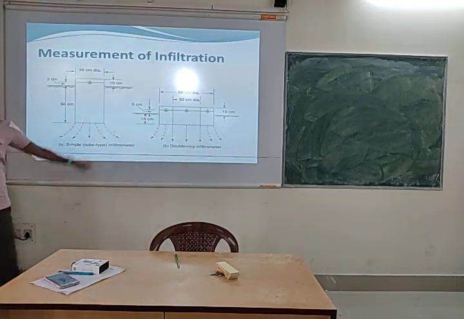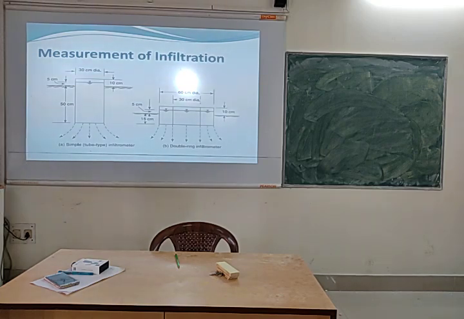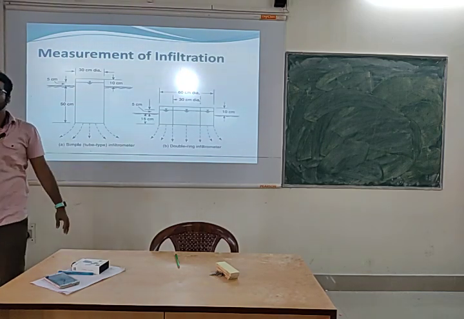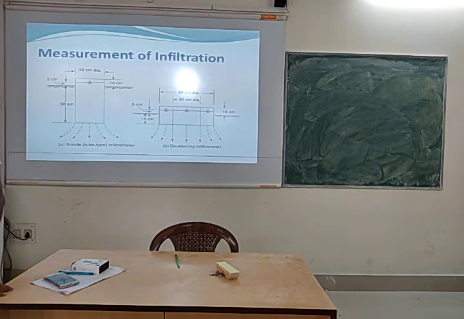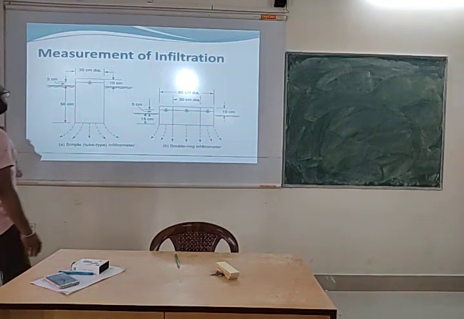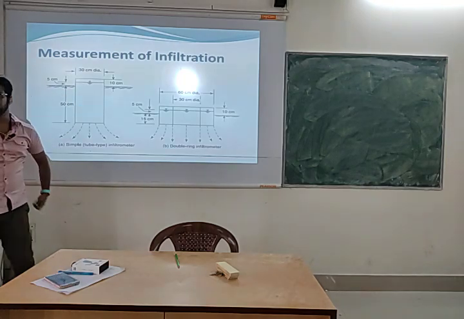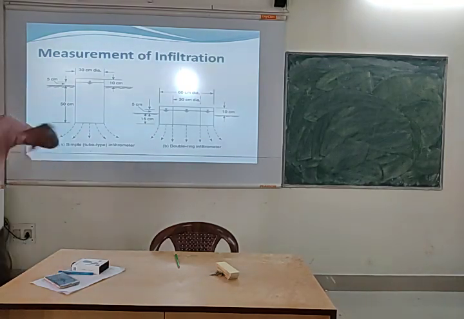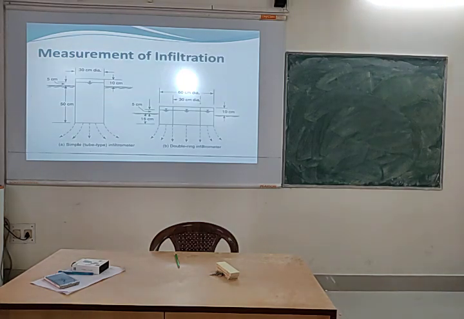Now, the experiment is simple. You have to insert the ring inside the soil surface in which you are trying to find out the infiltration rate. You have to insert the tube inside the soil surface. Then you will pour water. You will see what the time is right now.